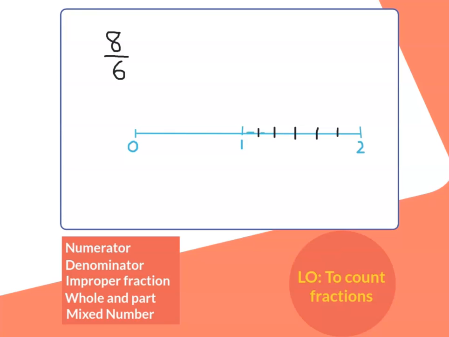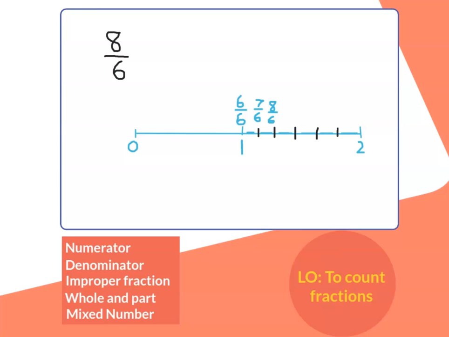1, 2, 3, 4, 5, 6. We know that 1 whole is the same as 6/6. So now we've just got to start counting. 6/6, 7/6, 8/6. We've just identified where 8/6 falls on the number line.